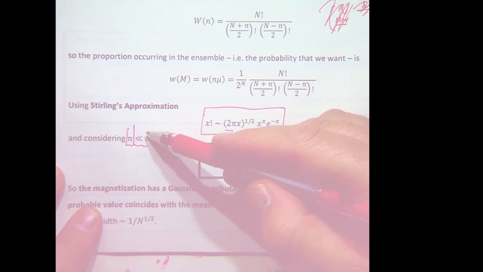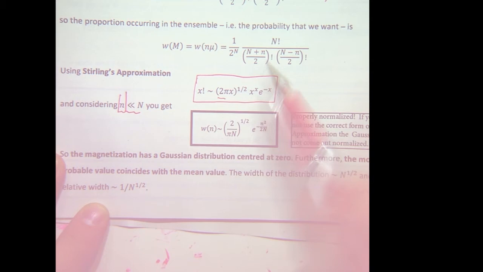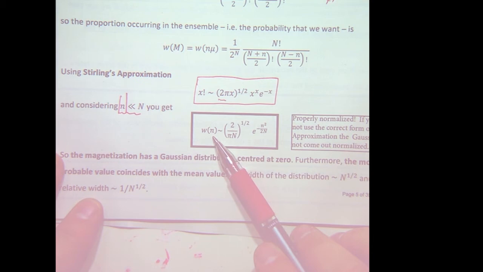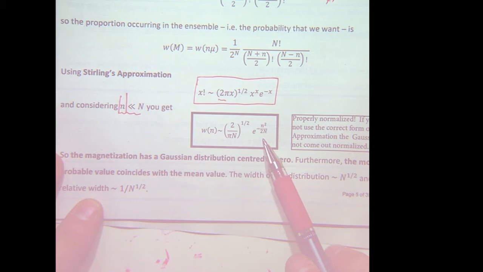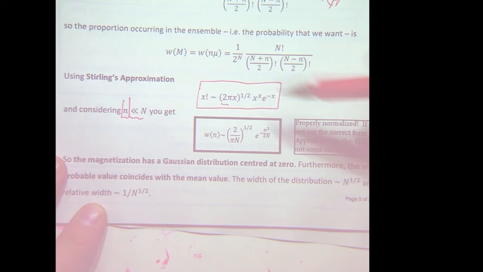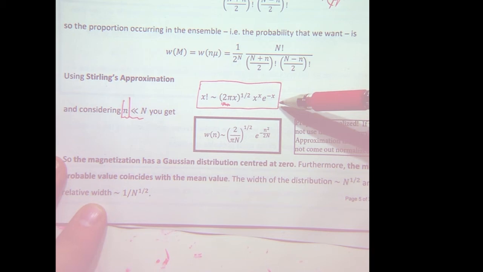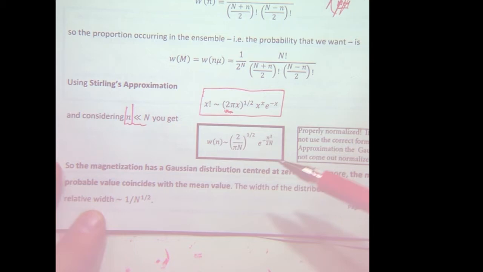And then you just work out what the factorials are, and you get that the probability of having this excess of n spins is this Gaussian distribution, and it's a normalized Gaussian distribution, as you can check. If you had not used the proper Stirling's approximation, then you would not have a properly normalized Gaussian distribution. So you get this Gaussian coming out of it.